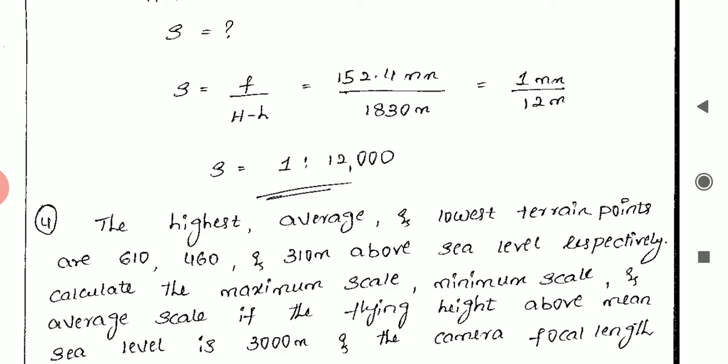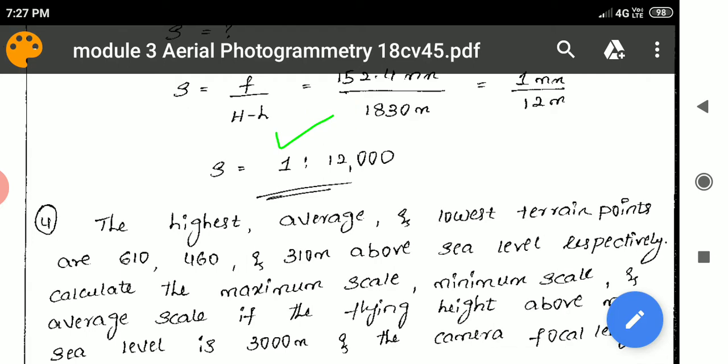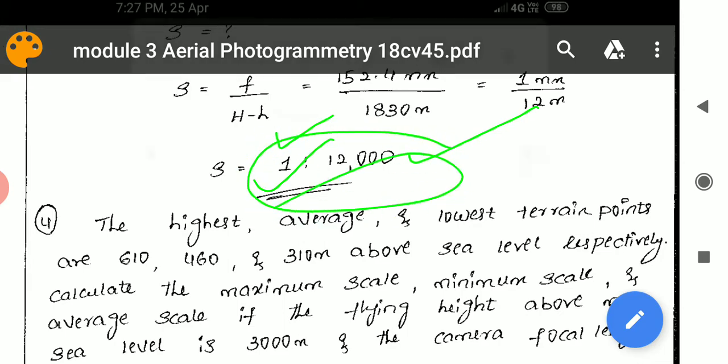Scale is 1 mm is to 12,000 mm. If you want, you can convert mm, or else if you want, you can convert to meters also. Okay.